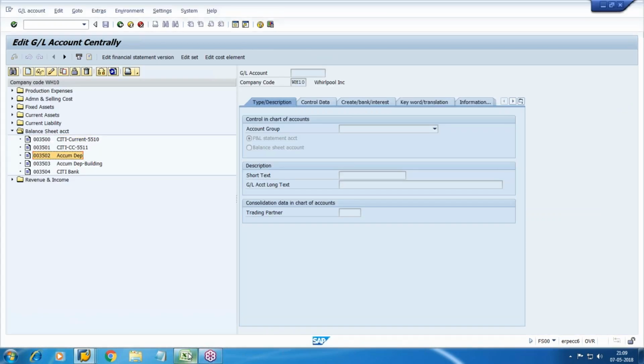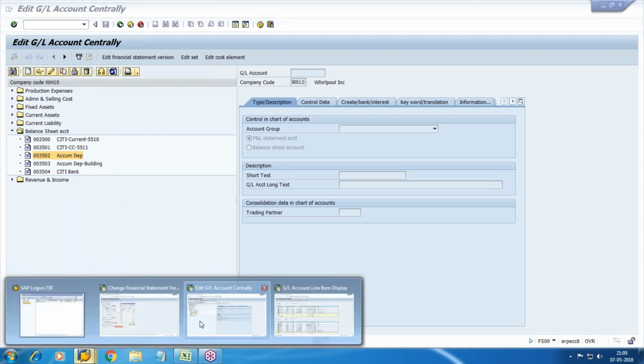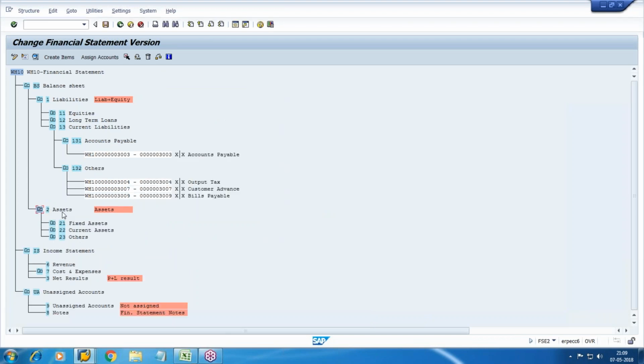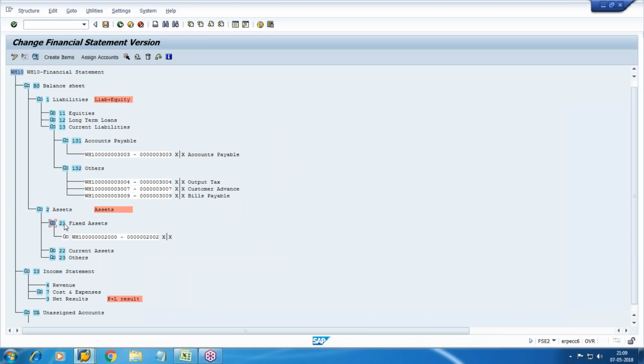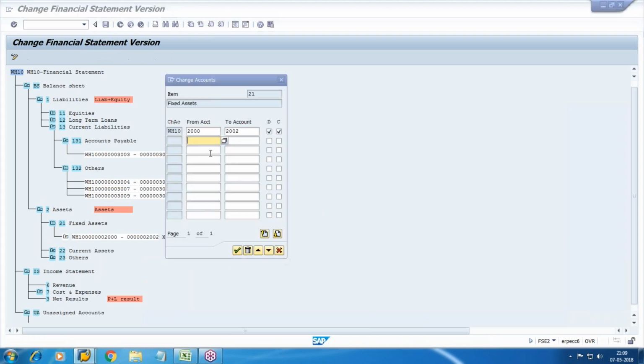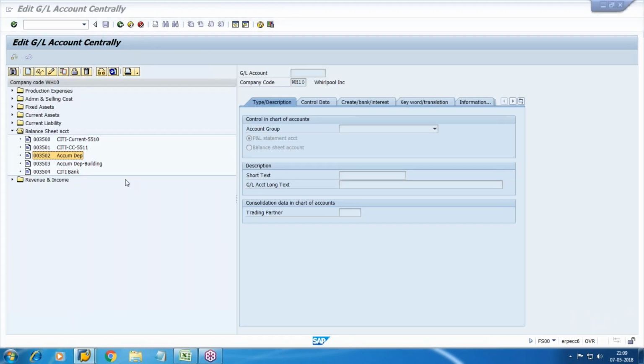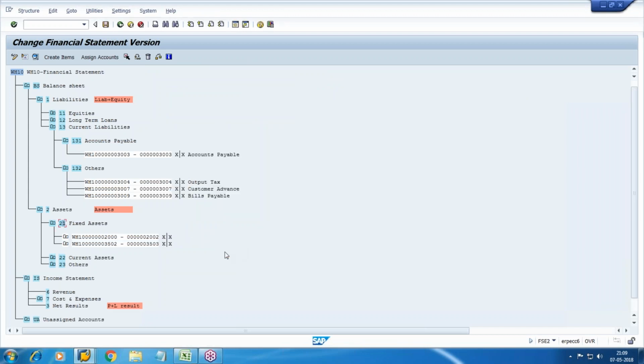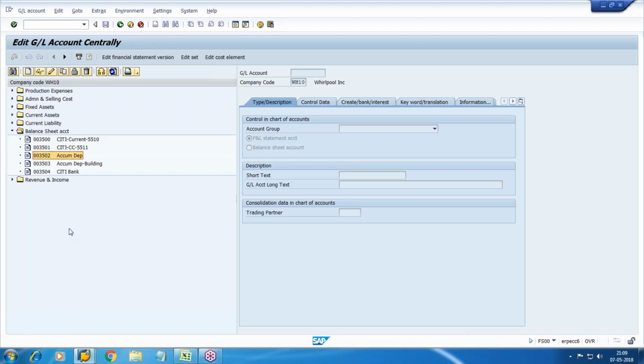So leave it, accumulated depreciation. Accumulated depreciation, I can deduct it from the asset itself. So under fixed asset, add it. 3502, 3503. It should be credit balance. Then one more account is there.